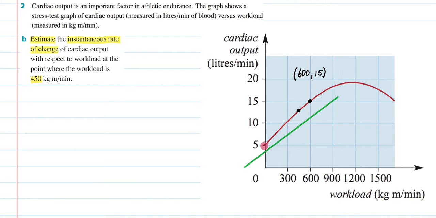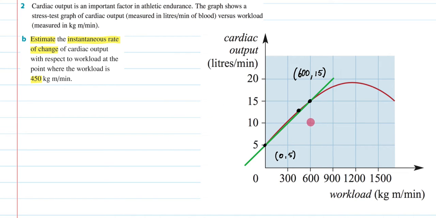The other one I'm going to choose is right here, which is going to be 0 and 5. Hopefully you can see why I've chosen these points, because when I draw a line through them, it's very, very similar to the tangent that I drew through 450. I'm going to use these points to approximate my instantaneous rate of change.